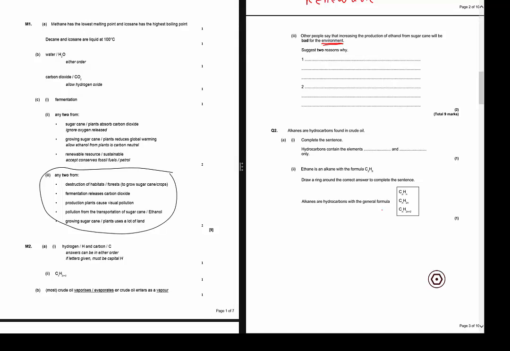Some possible suggestions in the mark scheme are destruction of habitats, the fermentation process releases carbon dioxide, pollution from the transport of the sugarcane to the processing plant, or the amount of land it takes to grow enough sugarcane to produce ethanol.